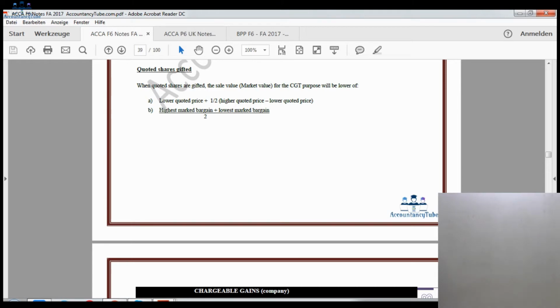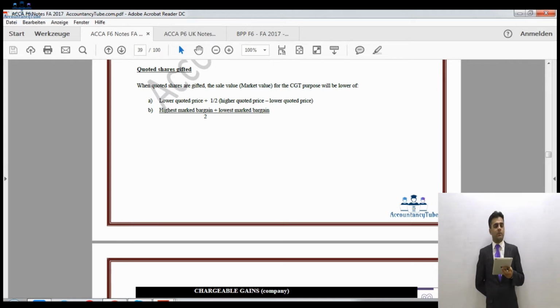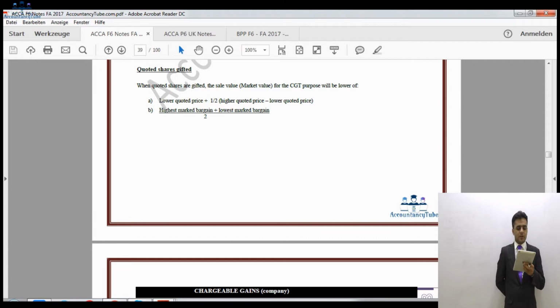How do we calculate chargeable gain for companies? It will be exactly like individuals. However, companies do not get the annual exempt amount. What they get is indexation allowance. The indexation allowance factor will be given to us in the question, so we simply multiply that factor by the cost or enhancement expenditure, and that will be deducted as well.